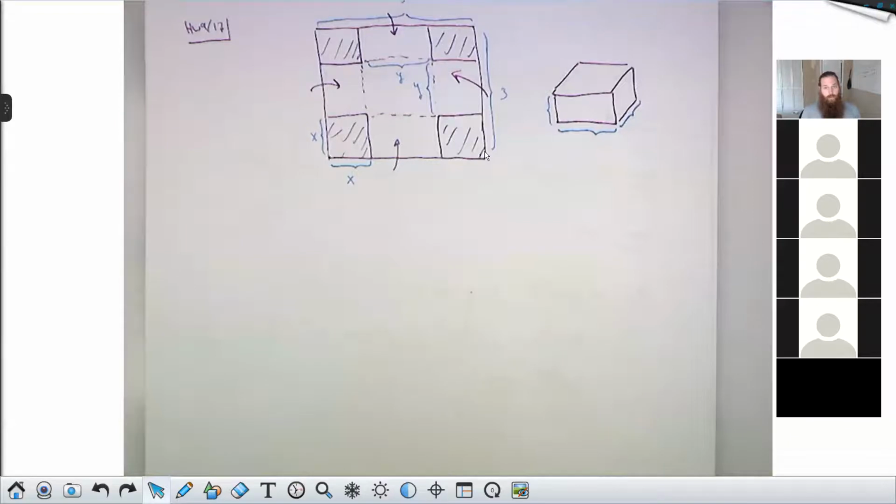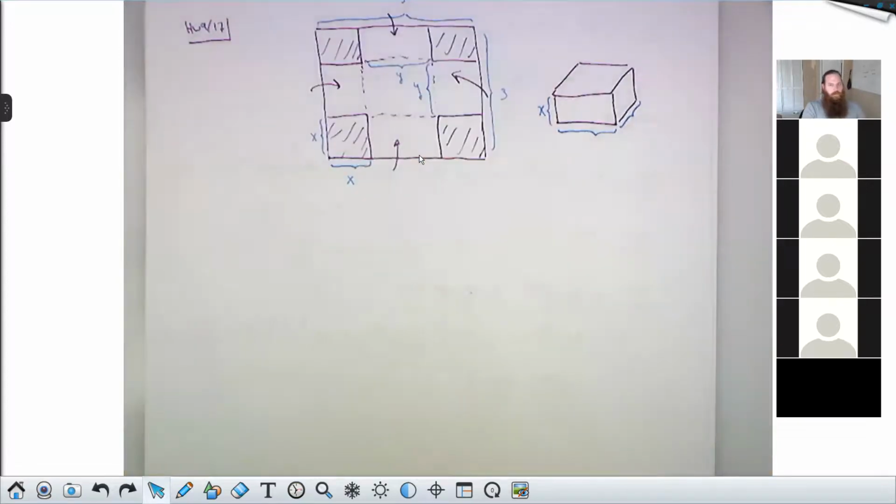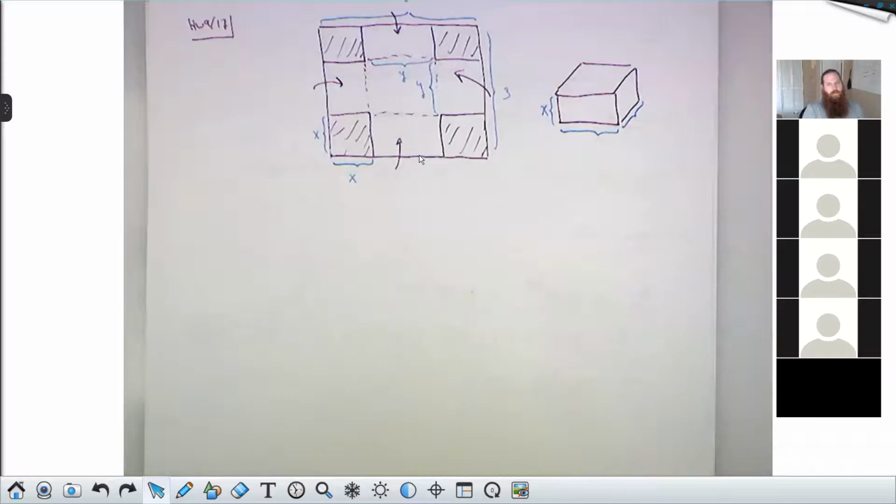So who can help me out with this dimension? The height of the resulting box, is that x, y, something else? What is it? What is this dimension of the resulting box? Just x. Good, it's x, right? Because the length here that I have to fold up is the same as the size that I've cut out of the corner here. So this is x. Good. All right. And what about this down here? Y. Yeah, that's y.